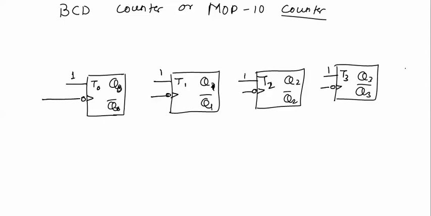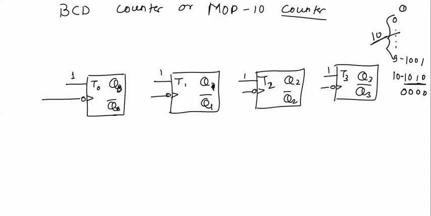Now in BCD counter, from 0 to 9 it will count. The ninth count will be 1001 and the next count will be 1010. But this will be the 11th count, because 0 to 9 it will have 10 counts. After 10th clock pulse it will have 11th count. So for this 11th count it should be resetted to 0000.